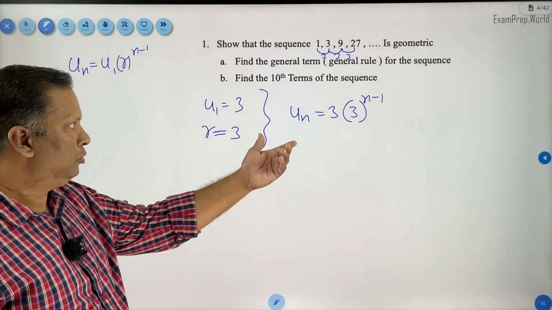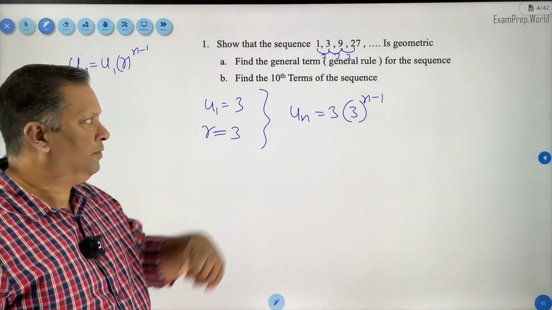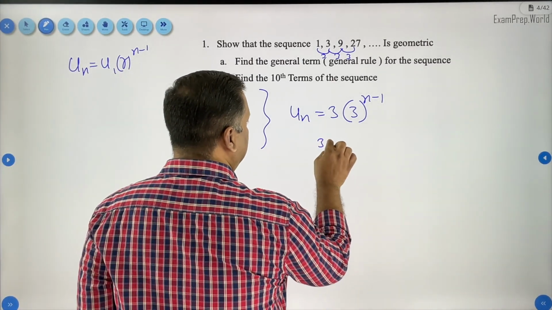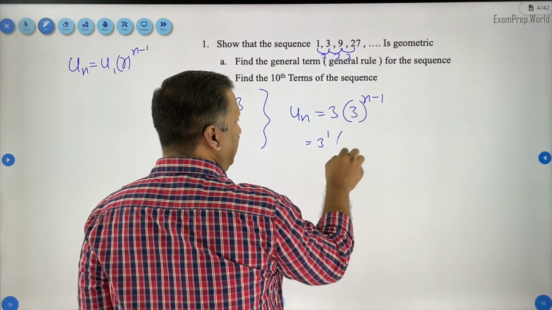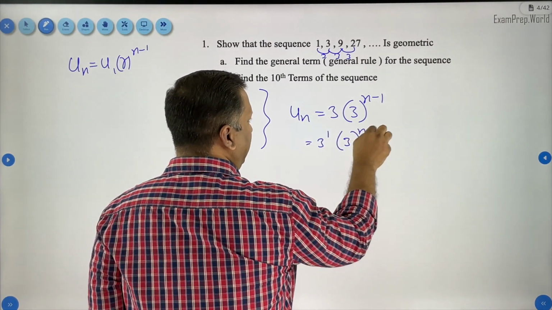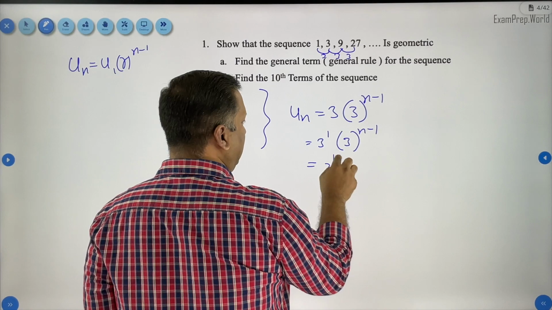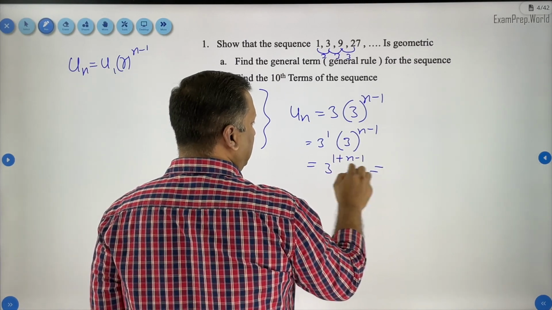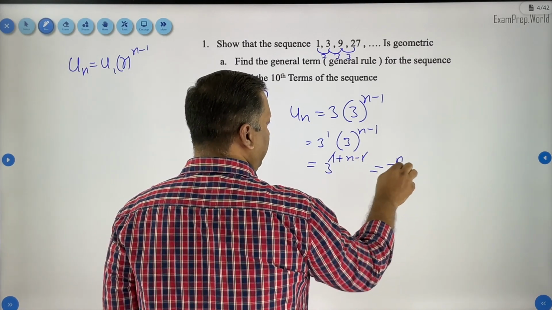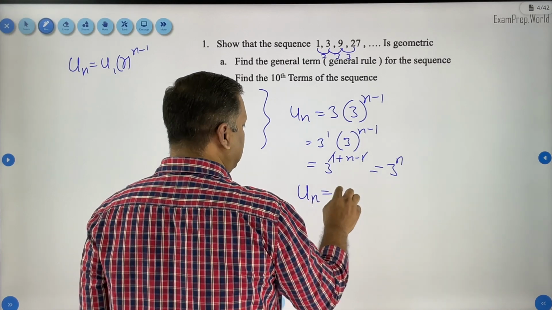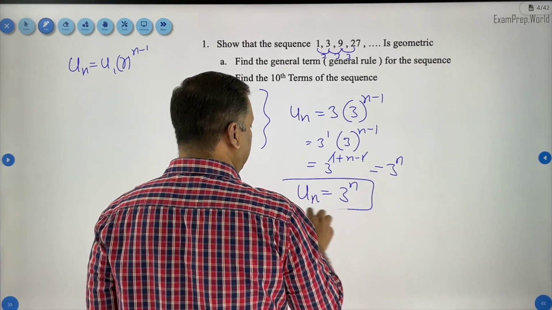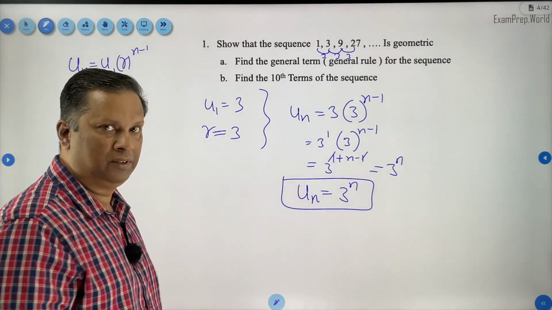Okay. Now can you simplify? Your knowledge of exponents should come in handy now. This is 3 to the power 1 times 3 to the power n minus 1, which is 3 to the power 1 plus n minus 1. The plus 1 and minus 1 will go, giving 3 to the power n. So your general rule is 3 to the power n for this particular sequence.